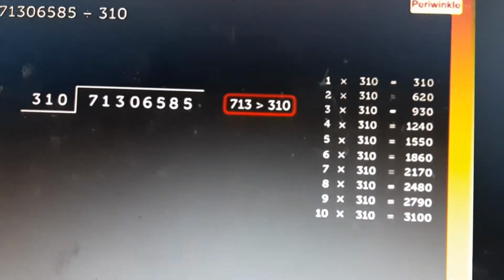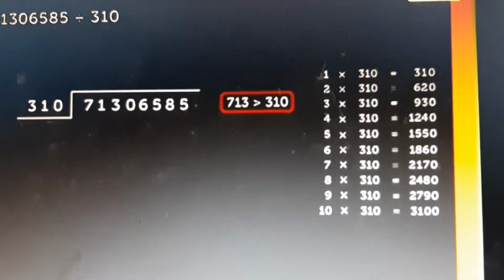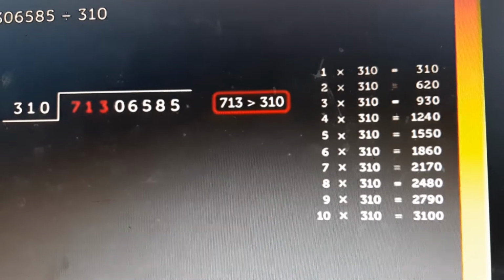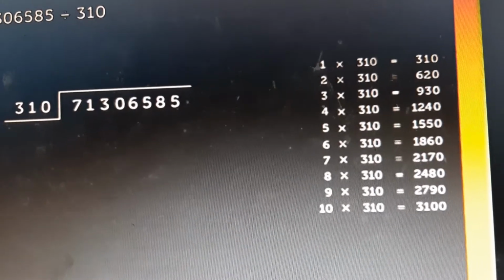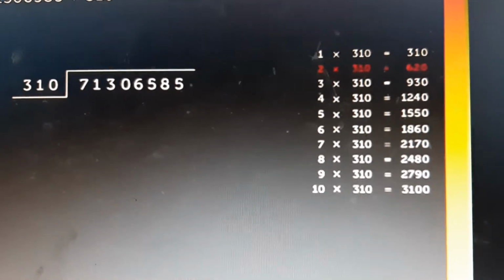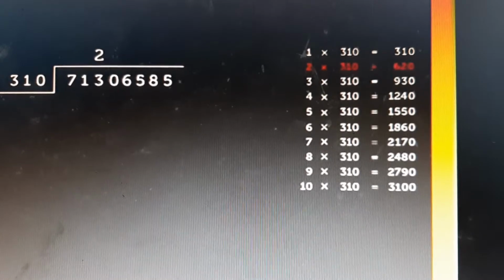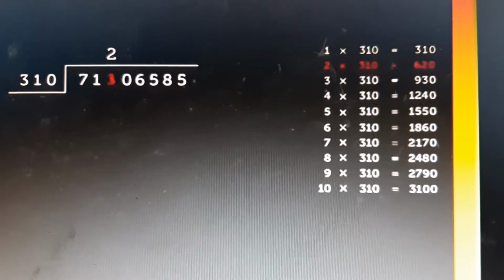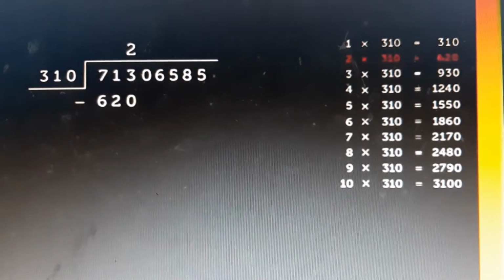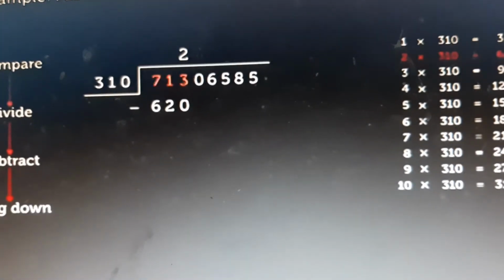Okay. So let us see the table of 310. Which number will fit here for 713? I think this will be enough, isn't it? 620. Because 930 will be greater. So we will take 310 into 2 is 620. Okay, 310 into 2 is how much? 620. Next step, subtract.